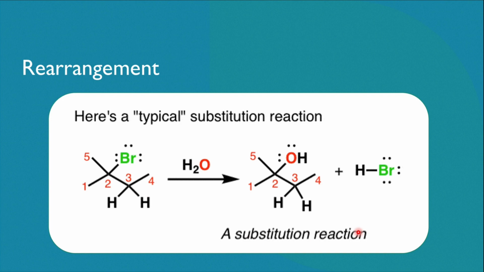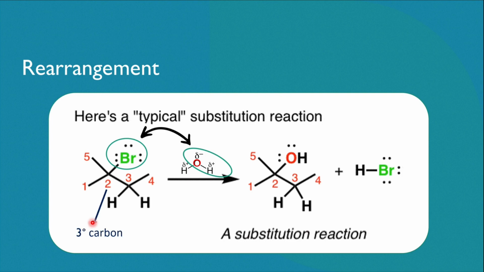Here's a typical substitution reaction. We're taking an alkyl halide and adding water. Since it's a tertiary halogenoalkane, once bromine leaves, it will form a tertiary carbocation as an intermediate. As we saw in a previous video, the tertiary carbocation is the most stable carbocation due to the positive inductive effect of the alkyl groups. So in this reaction, rearrangement is not necessary.